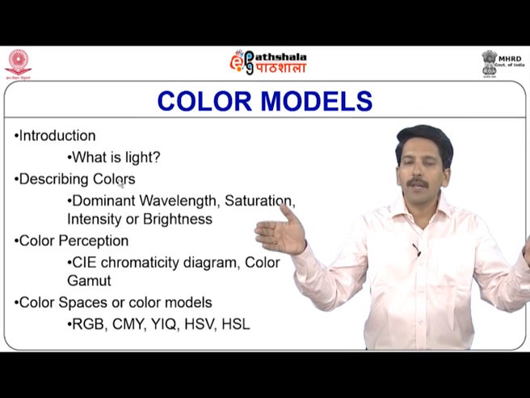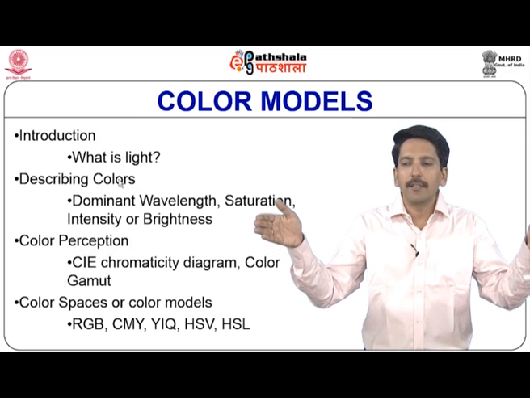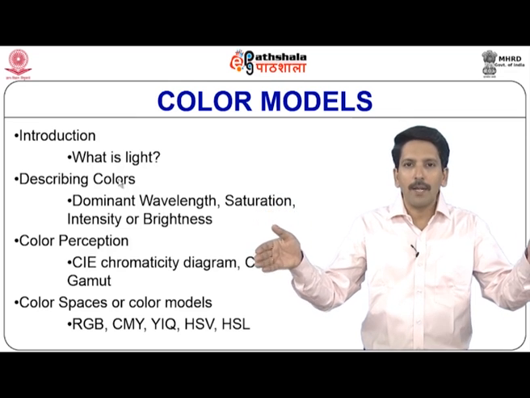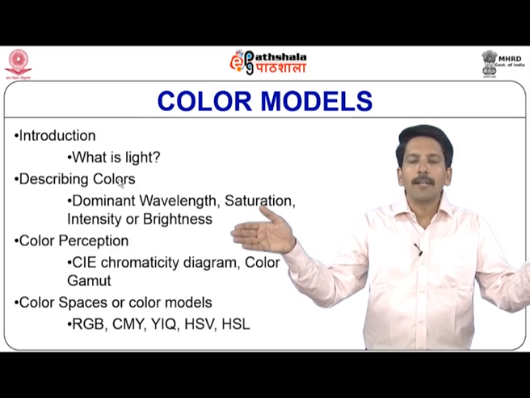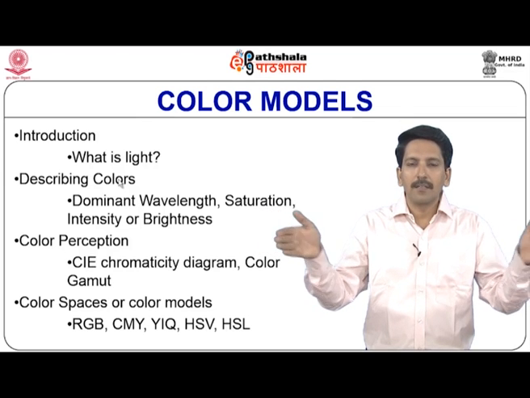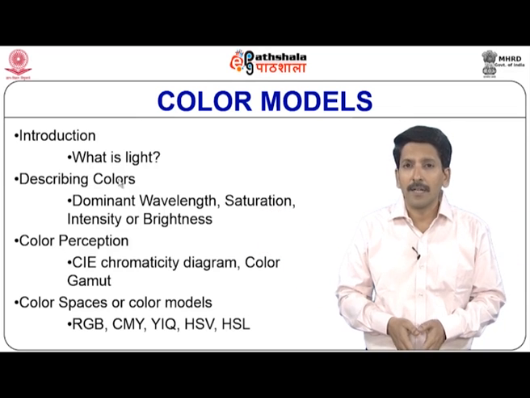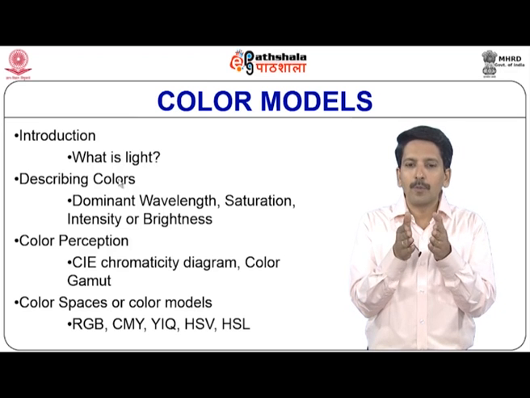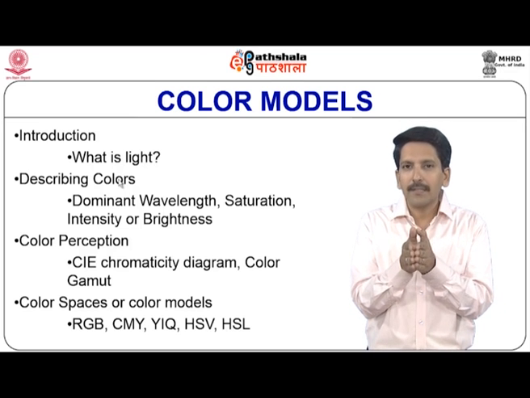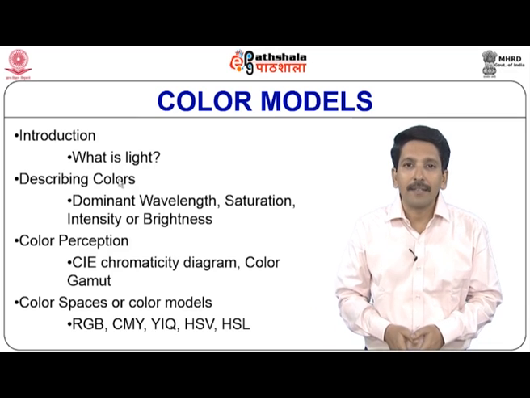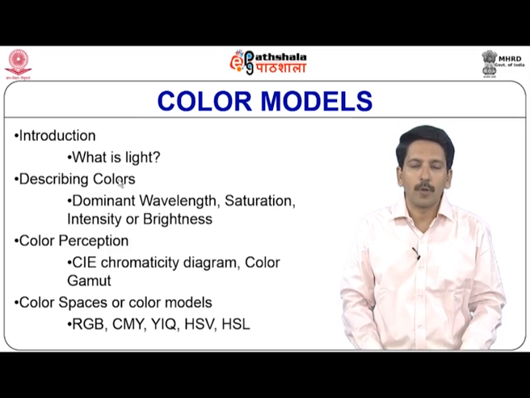So light, we can imagine, is in the electromagnetic spectrum. We have from violet to red, the VIBGYOR. There are wavelengths for each of these lights, and we can classify them into wavelength bands, and accordingly we have various colored lights and so on.